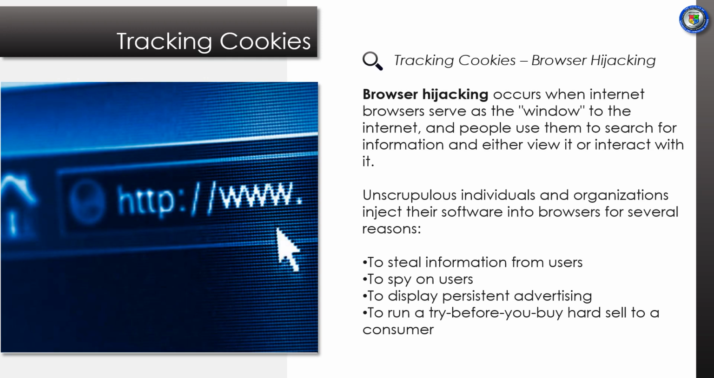As mentioned in the last slide, sometimes our cookies can get hijacked. Internet browsers serve as the window to the internet, and people use them to search for information and either view or interact with it. Unscrupulous individuals and organisations inject their software into browsers for several reasons: to steal information from users, to spy on users, to display persistent advertising, to run a try before you buy hard sell to a customer. There are a number of different reasons for this.